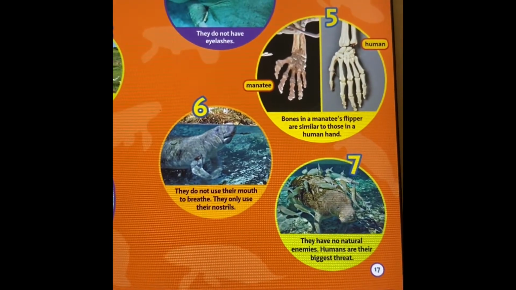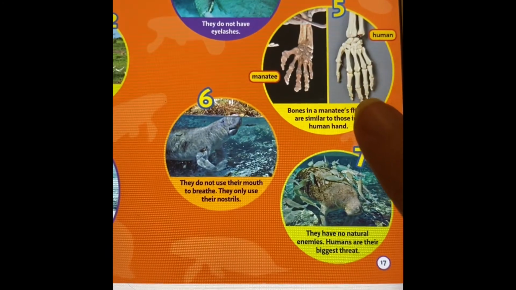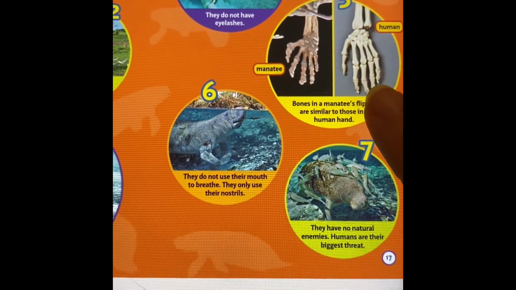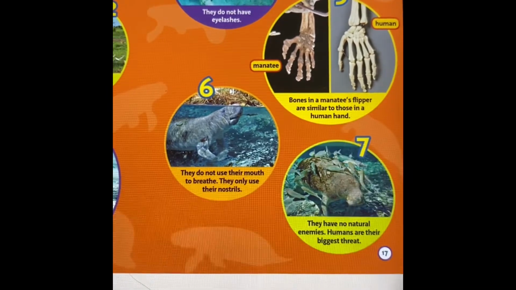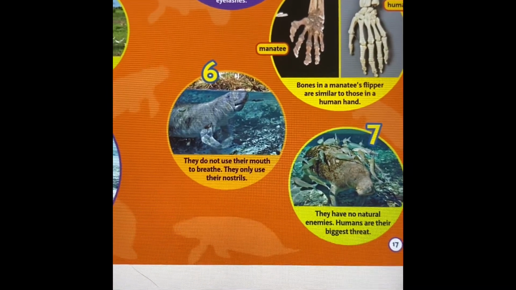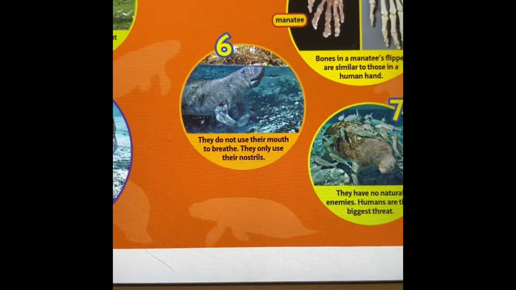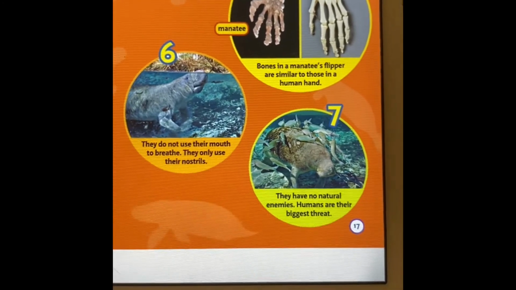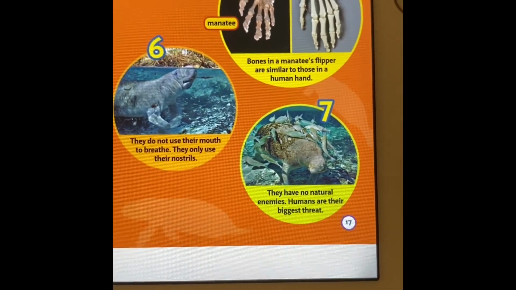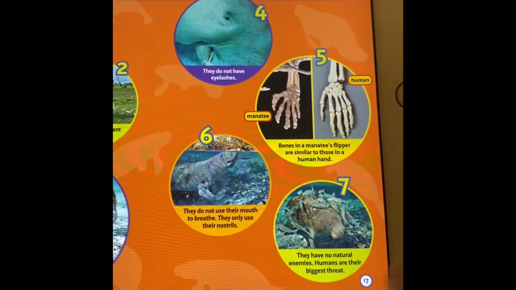Bones in a manatee's flipper are similar to those in a human hand. How cool. So here's a picture of a human hand, just like mine and yours, and a flipper of a manatee. And look how closely they look alike. Number 6, they do not use their mouth to breathe. They only use their nostrils. And number 7, they have no natural enemies. Humans are their biggest threat.